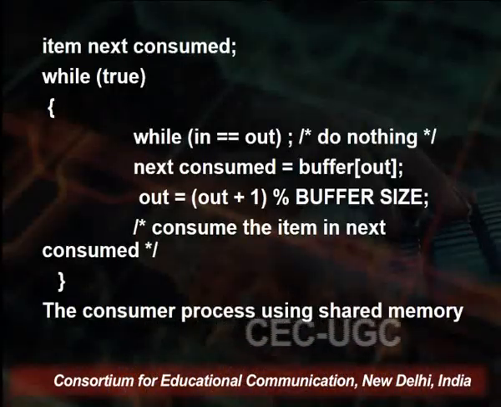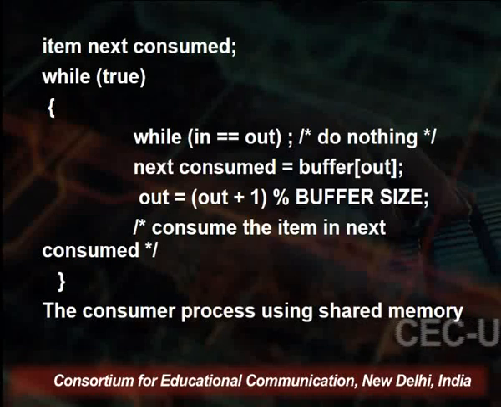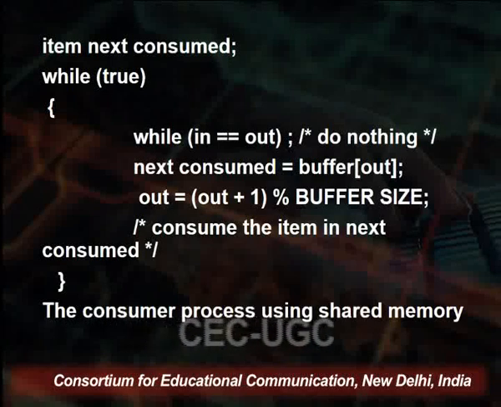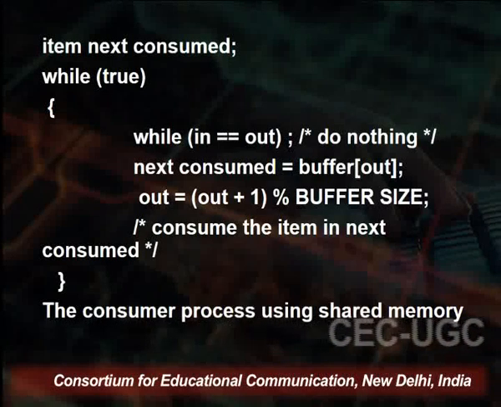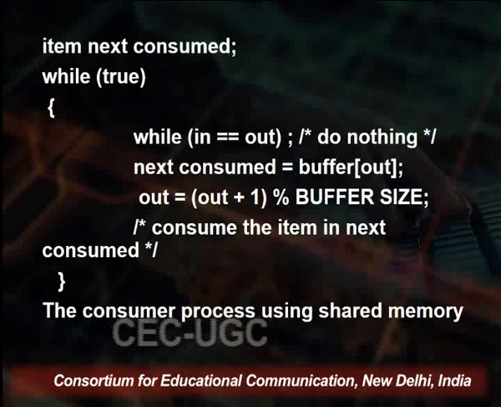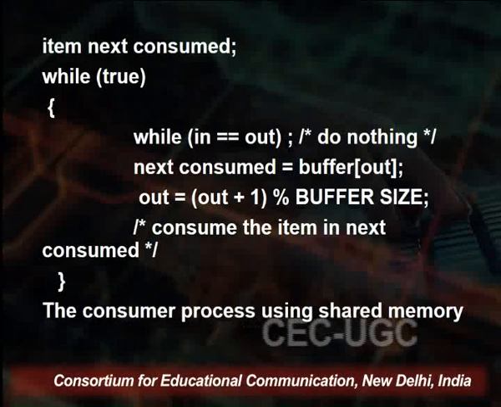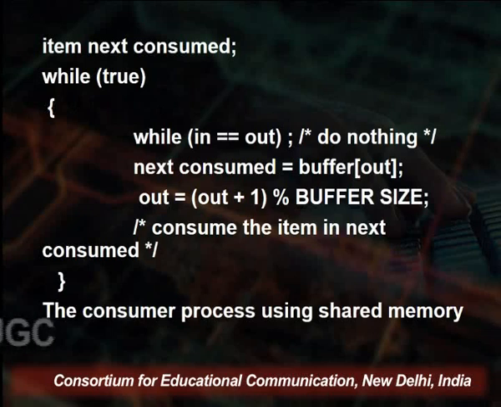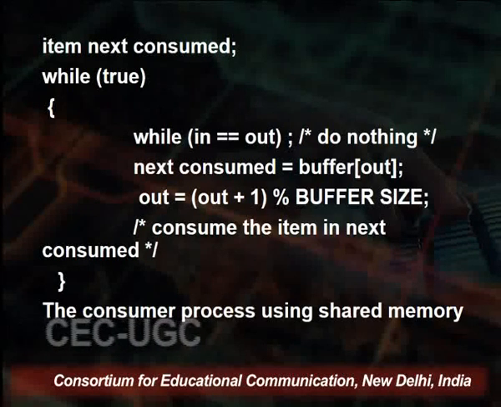So, we need to check the status of buffer empty, which is checked by the condition in equals out. While in equals out, the buffer is empty, the consumer has nothing to consume, and it is not going to do anything. As soon as it has something to consume, that means the producer has produced something and kept it inside the in location.